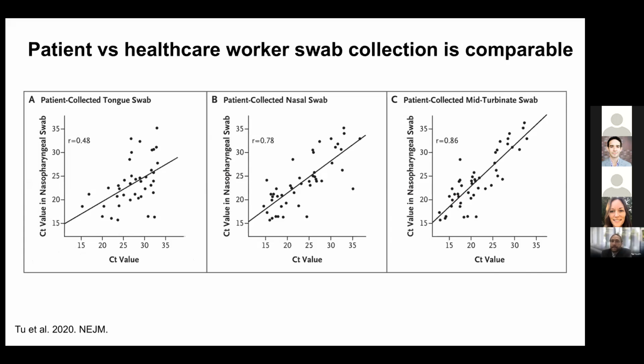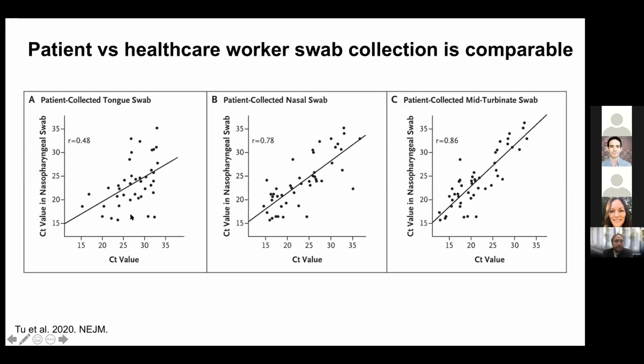And basically, the take-home message is that you don't need to be a healthcare worker in order to obtain an effective swab sample. Patients can do their own swabbing, and mid-turbinate or nasal swabs tend to perform better and are more accurate with respect to healthcare worker performed nasopharyngeal swabs.